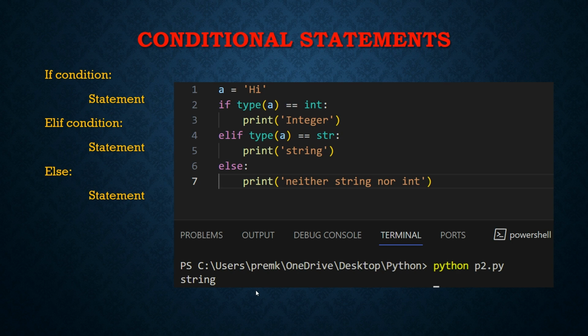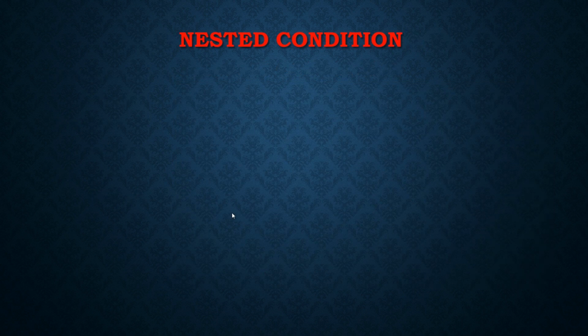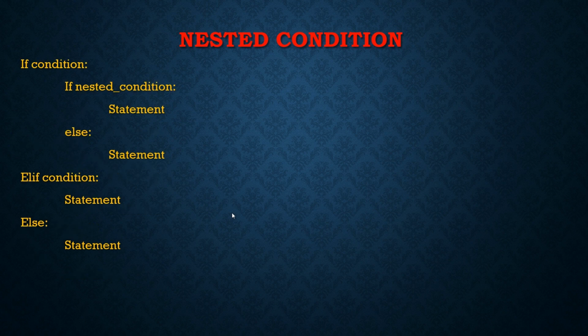integer. Otherwise, in the elif condition, I'm giving: if the type of a is not integer, that is, if it is a string, then it will go to the elif block and print "it is a string". If the if and elif conditions are not satisfied, then automatically it will go to the else block, and we don't need to give any condition over here, and it will be executed automatically. So in the console we can see we're getting the answer string, and the variable a has a string character, so it got executed.